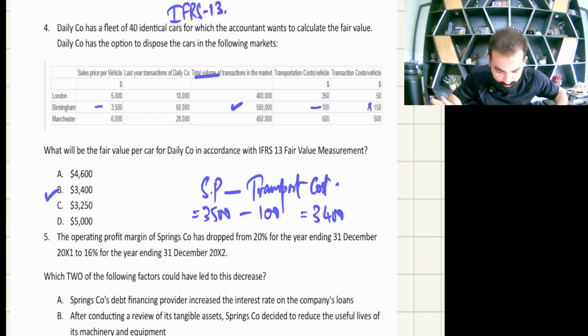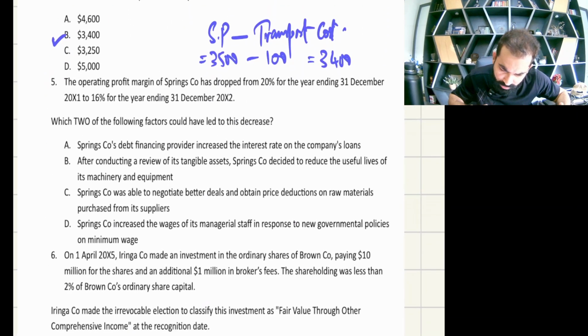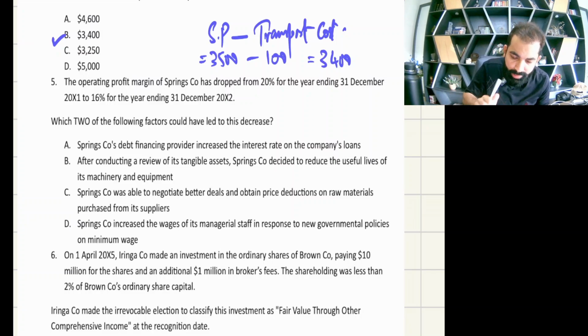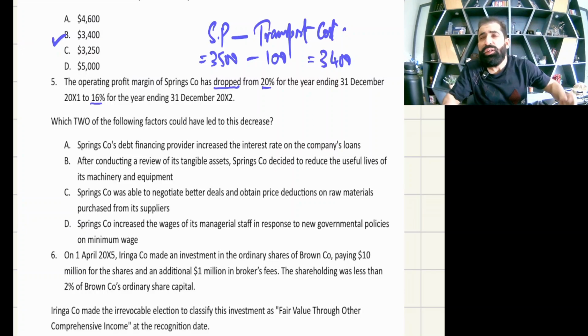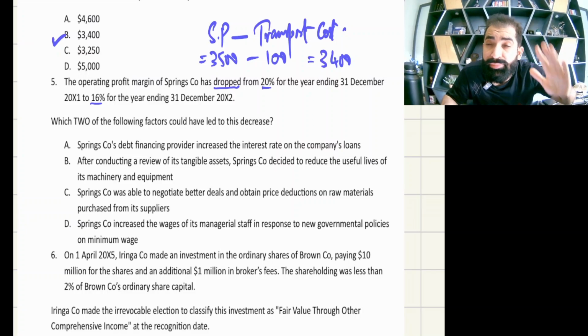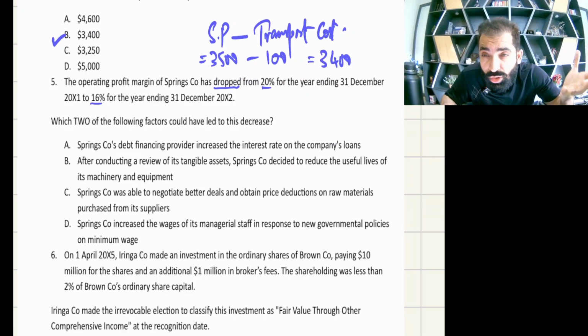Now next, question number 5. This is very simple. Ratio analysis. The operating profit margin of Spring company has dropped from 20% to 16%. Very easy. Operating profit margin, in other words, your operating profit is going down, and the reason is your cost is going up. Any cost, your cost of sales or any cost that comes above the PBIT, if there is any increase in those costs, that will be your answer.